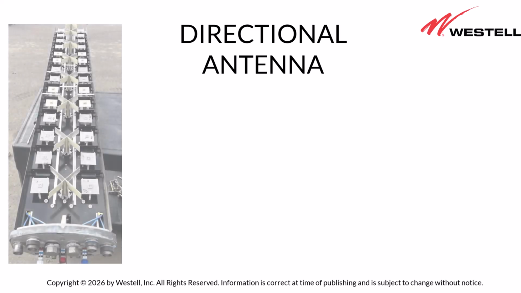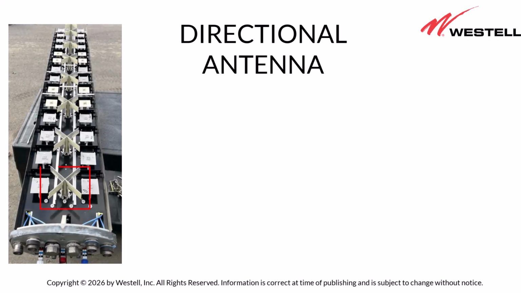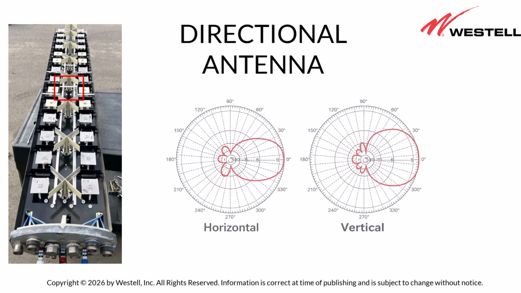A directional antenna can be constructed by stacking dipole antennas. Internally, it looks like this. Electrically, it results in an antenna pattern like this. Directional antennas are used in applications where it is desirable to point an antenna in a specific direction. From the antenna patterns, the horizontal and vertical beam widths can be determined.